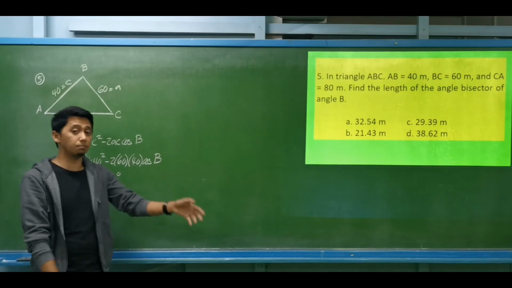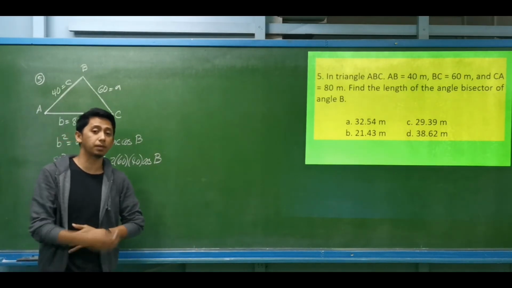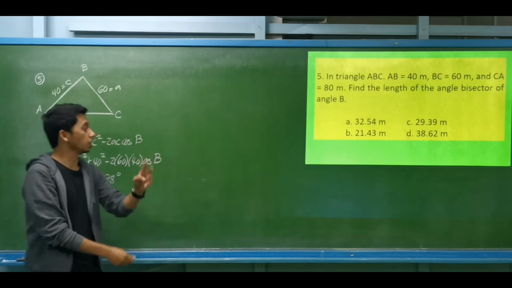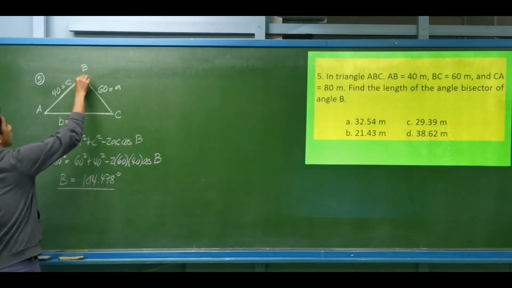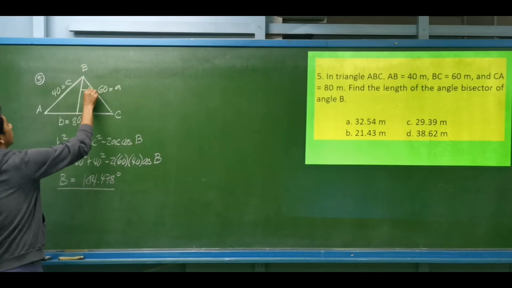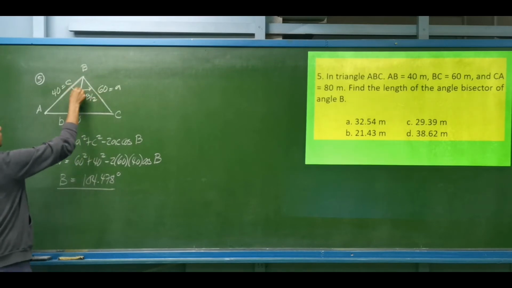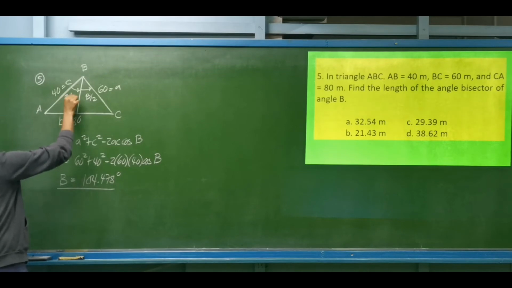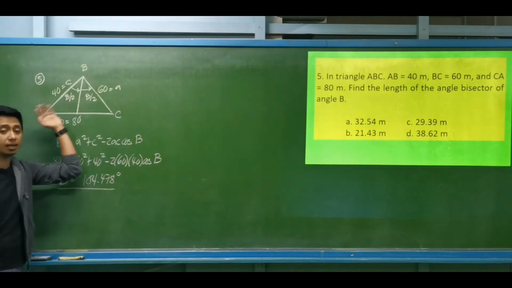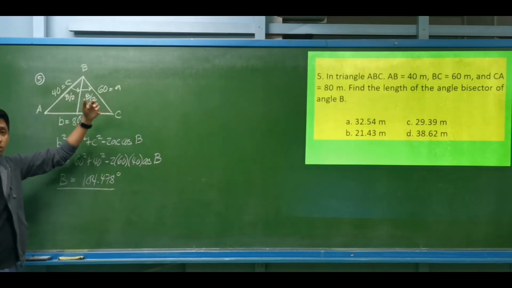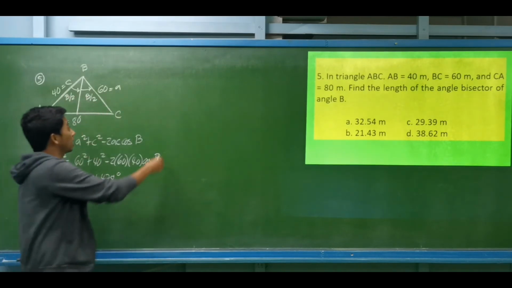We are looking for the angle bisector of angle B. From the name itself, angle bisector, you will divide the angle into two equal parts. So this angle will become angle B over 2, and the same on the other side. This is angle B over 2. Just choose which triangle you will use, this triangle or the other one, and use sine law or cosine law, depending on what is needed.